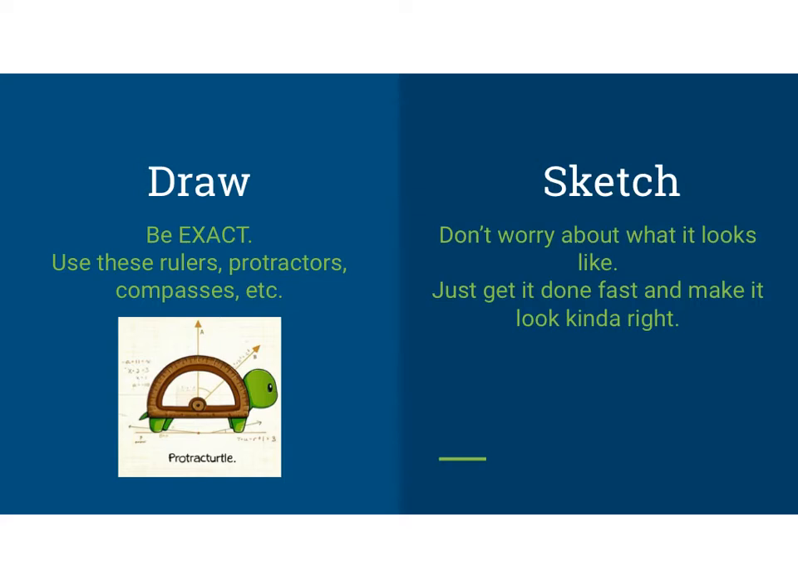When I ask you in this class to draw, I am asking you to be exact. So that means you're going to pull out rulers, protractors, compasses, all of that. We'll do a lot of drawing in LR2. In LR1, so in this unit, we're going to mostly sketch. We don't really care what it looks like. We're just trying to get it done and be vaguely correct.